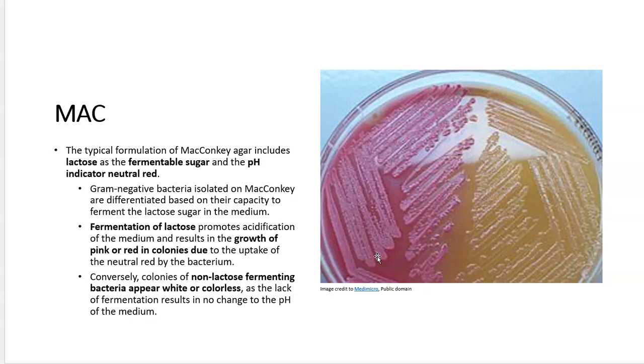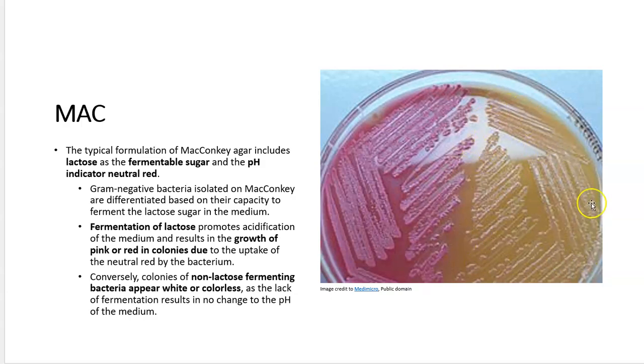So in this plate, if you put a gram-negative bacterium in here, and it does ferment the lactose, acids get released, the pH goes down, and this pH indicator called neutral red will actually produce bright pink growth. So in a MacConkey agar, bright pink growth is indicative of a gram-negative bacterium that is able to ferment lactose.